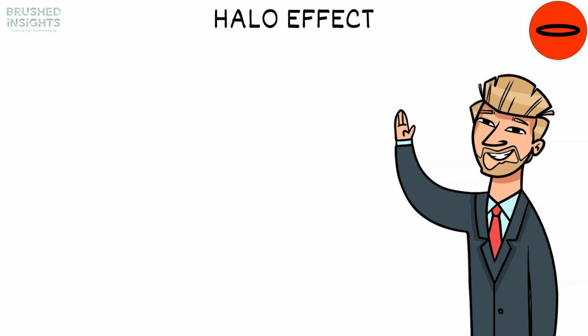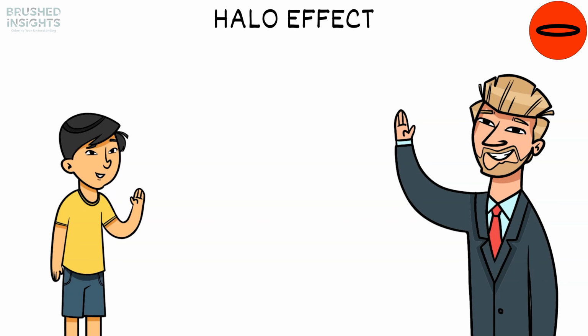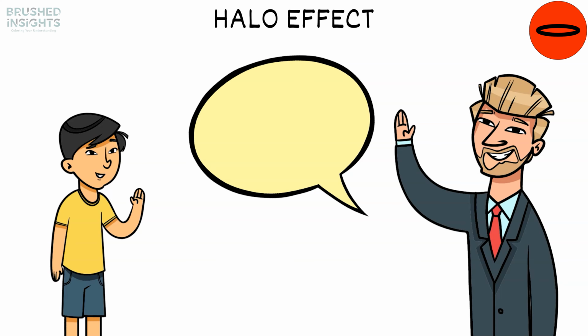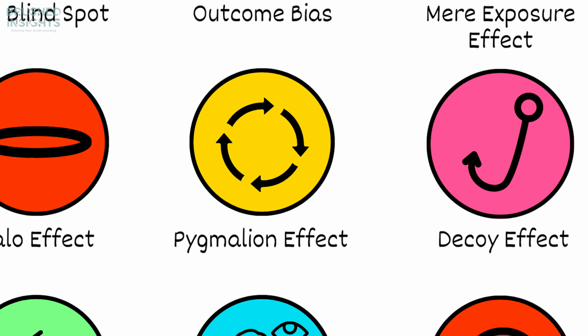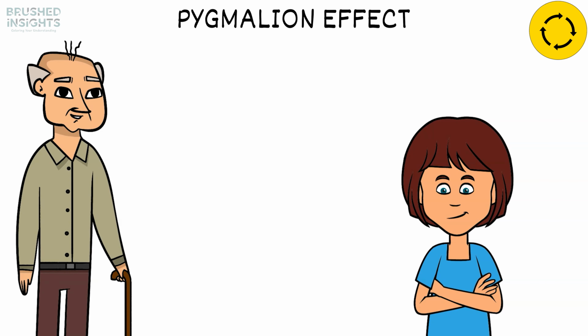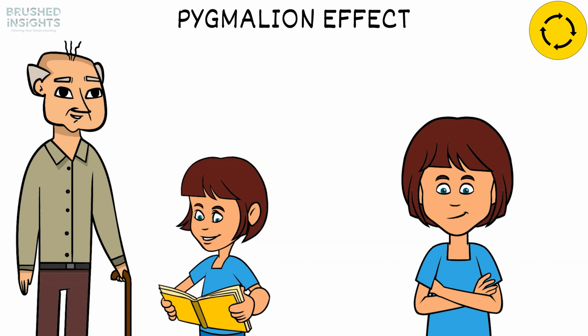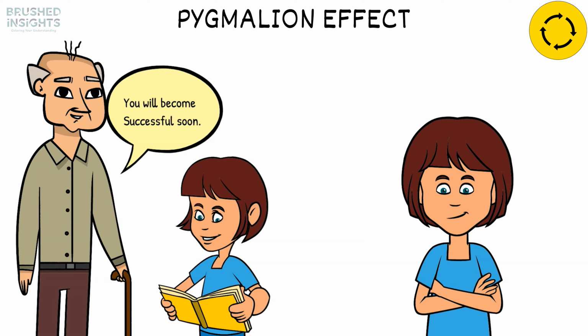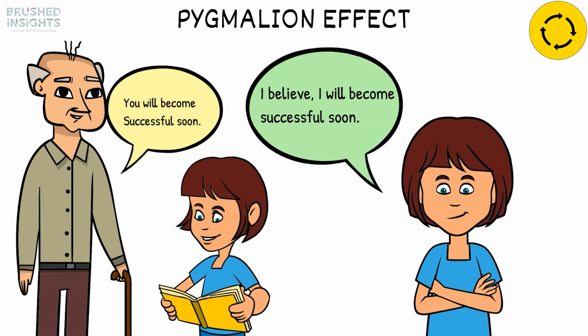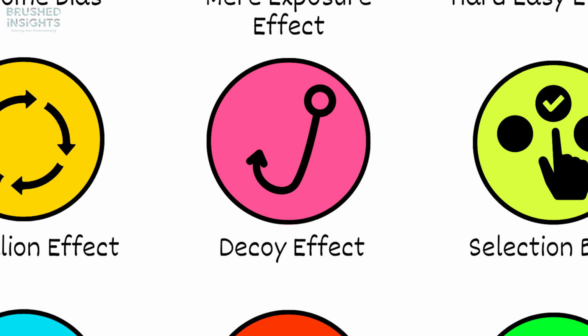It is a tendency for people's positive or negative qualities to influence how they are perceived across different aspects of their personality. Pygmalion Effect, the phenomenon where the expectations others have of a person influence that person's behavior, leading to a self-fulfilling prophecy. Decoy Effect.